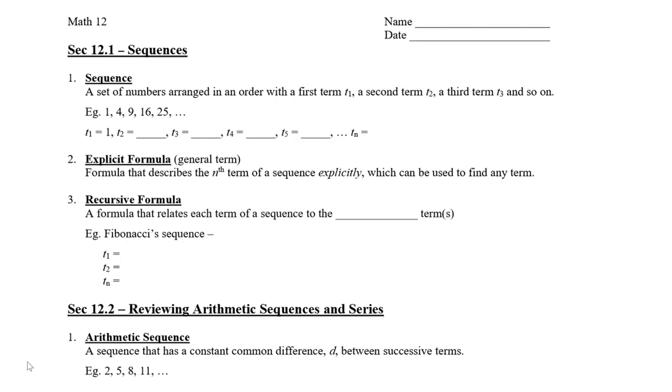So let's say we have this sequence 1, 4, 9, 16, and 25. So T1 is 1, T2 is 4, T3 is 9, T4 is 16, T5 is 25. So if we wanted to write Tn, that would mean we want to write a general formula for the sequence. So we can see that these 5 numbers are perfect squares, and the term number tells us what number we're going to square. So the nth term would be n squared.